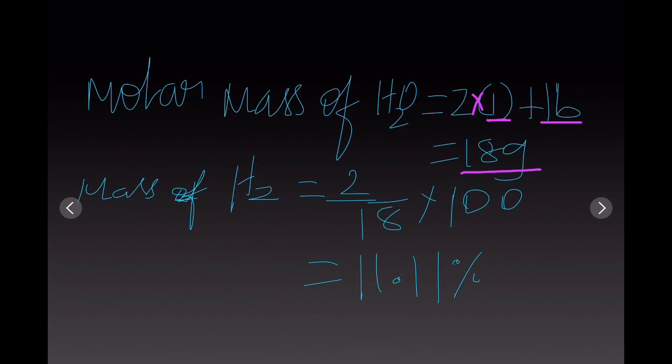So 2 divided by 18 into 100 gives us 11.11 percentage. So hydrogen is present in water in the percentage of 11.11. One mole of water contains 11.11 percentage of hydrogen. One molecule of water.